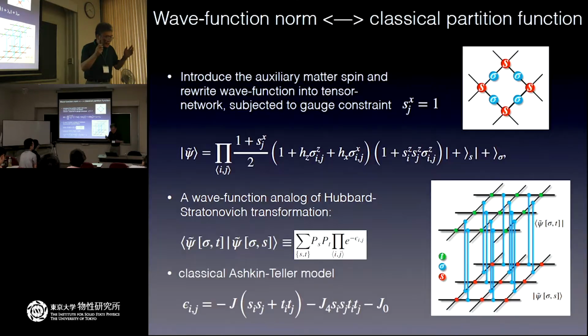But here I just relate the problem we want to study with this well-known classical model. You want to solve your problem on a square lattice. Yeah, you want to solve this Hamiltonian on a square lattice.